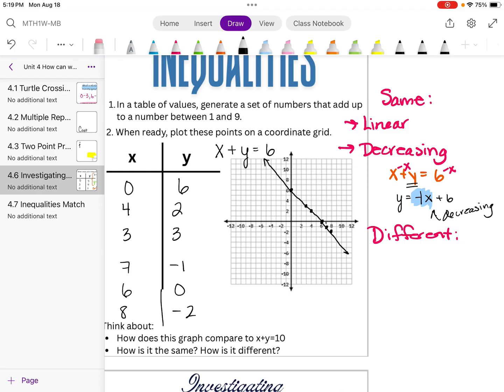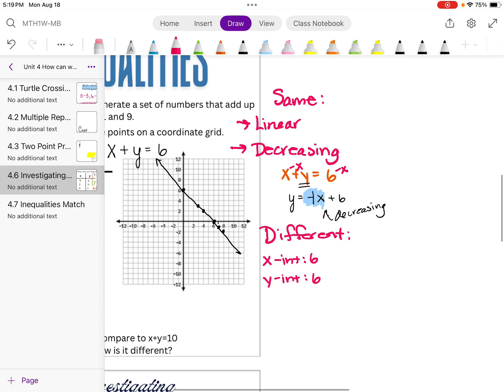Okay, but what is different between my x plus y equals 10 equation and my x plus y equals 6 equation? Well, if I look at my graph, my x-intercept and my y-intercept are different. In this case, my x-intercept is 6 and my y-intercept is also 6. Let's think about why this happens. I'm just going to draw a little table here.